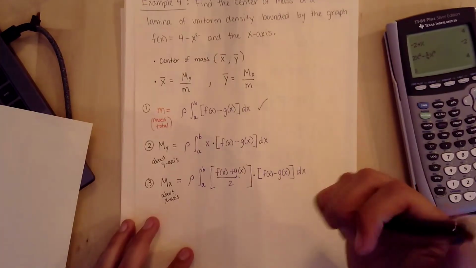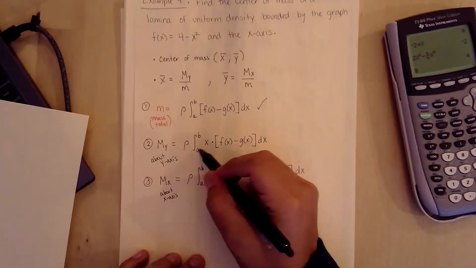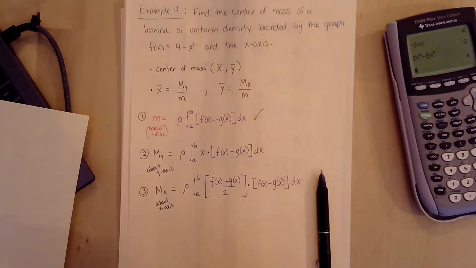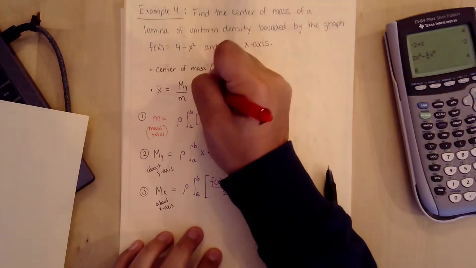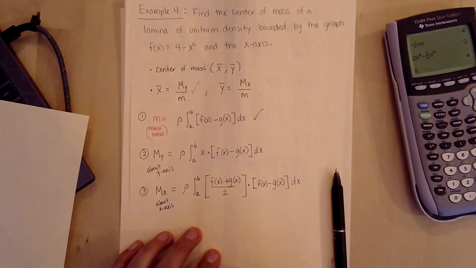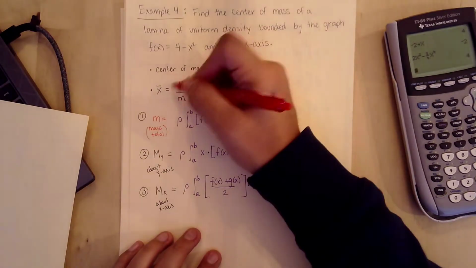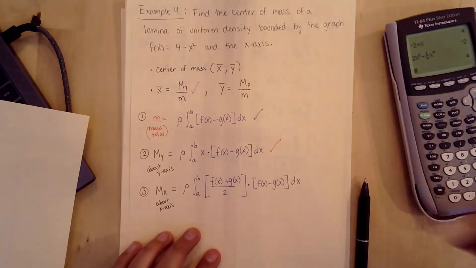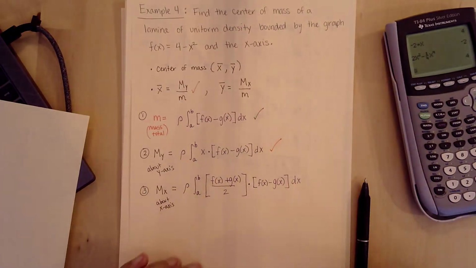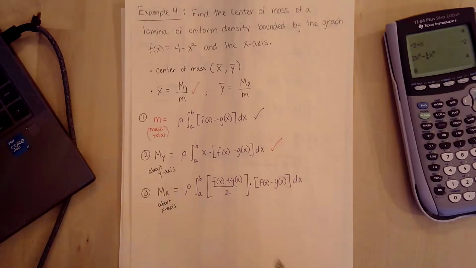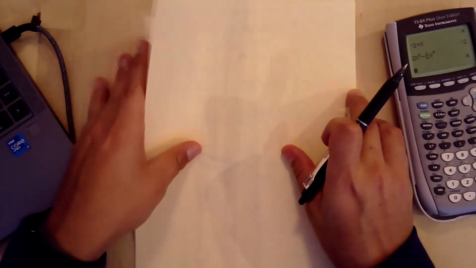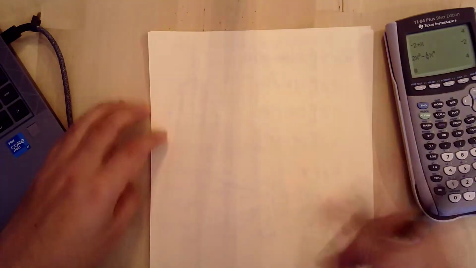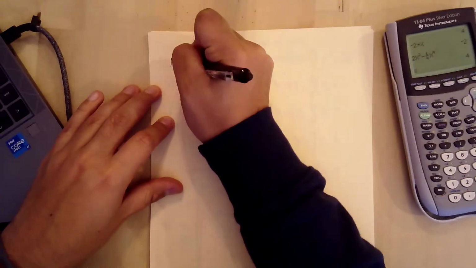So getting back to this, we have found not only M sub y, we also found x bar, right? So that takes care of x bar. That takes care of M sub y. Now we need to find M sub x, okay? So let's do M sub x here. M sub x, let's set up that formula.